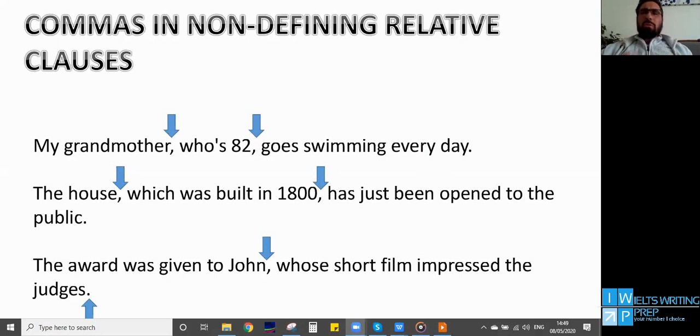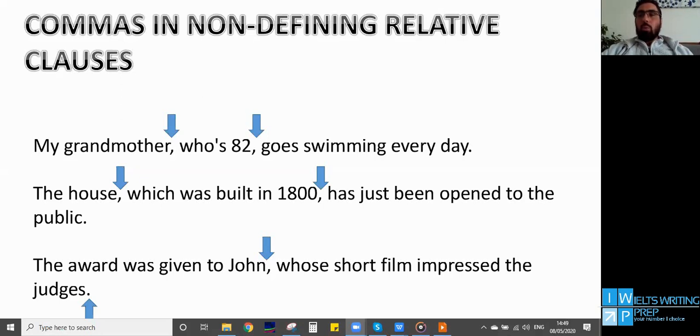Okay, and I know some of you might say, oh, you might have two grandmothers. Your father has a mother and your mother has a mother. Yes, but if somebody only has one grandmother, then we could use it as a non-defining relative clause. So my grandmother, comma, who's 82, comma, goes swimming every day. So here we start the non-defining relative clause with a comma, and we finish the non-defining relative clause with a comma. The second one, the house, comma, which was built in 1800, comma, has just been opened to the public. So we started the non-defining relative clause with a comma and we finished it with a comma to separate it.